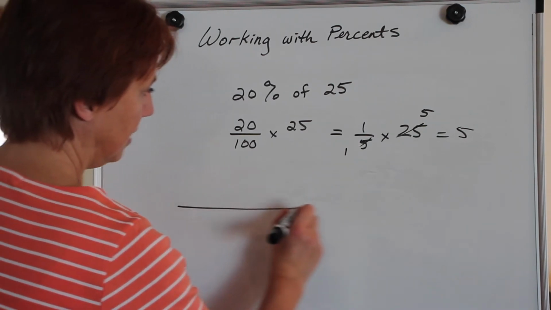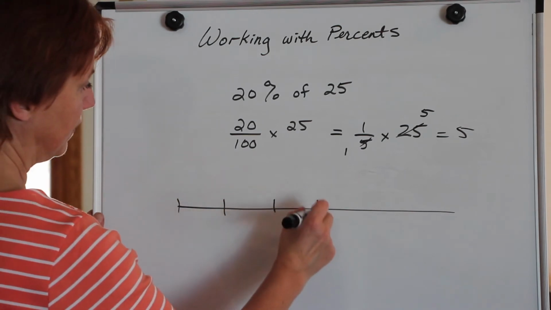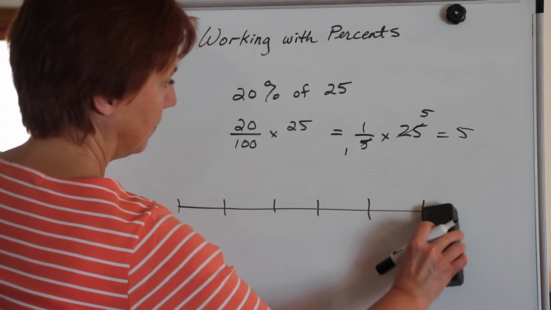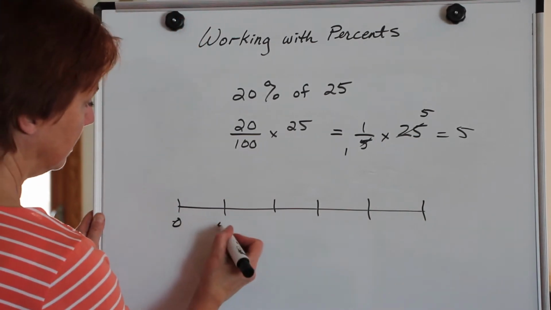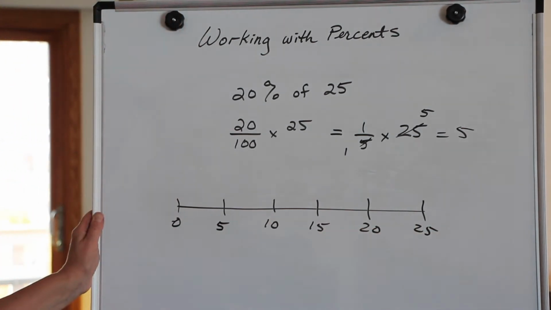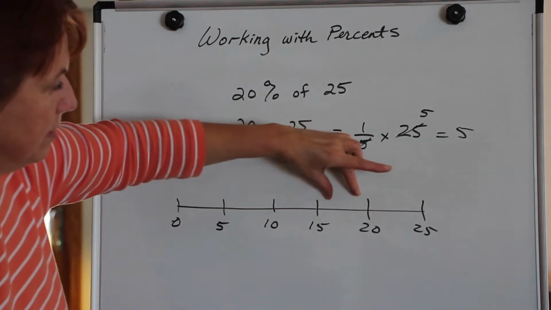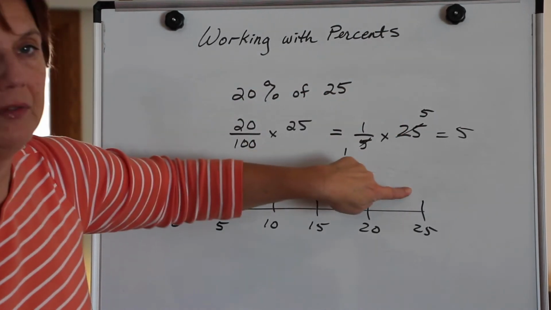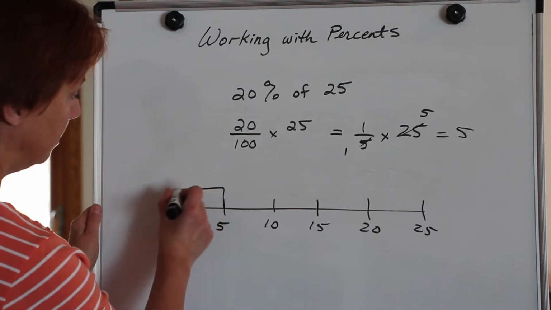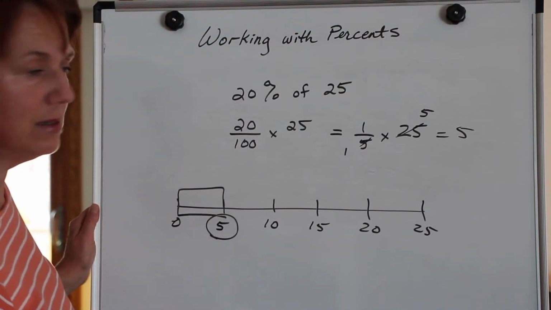But let's have a look at how you might see this. If these ticks represent 5s, 1, 2, 3, 4, 5, this is 0, this is 5, 10, 15, 20, and 25. And we want 1/5. So these are fifths, because it's 1, 2, 3, 4, 5 units. Each unit represents 1/5 of 25, and this here is 1/5, and it equates to 5. Does that make sense?